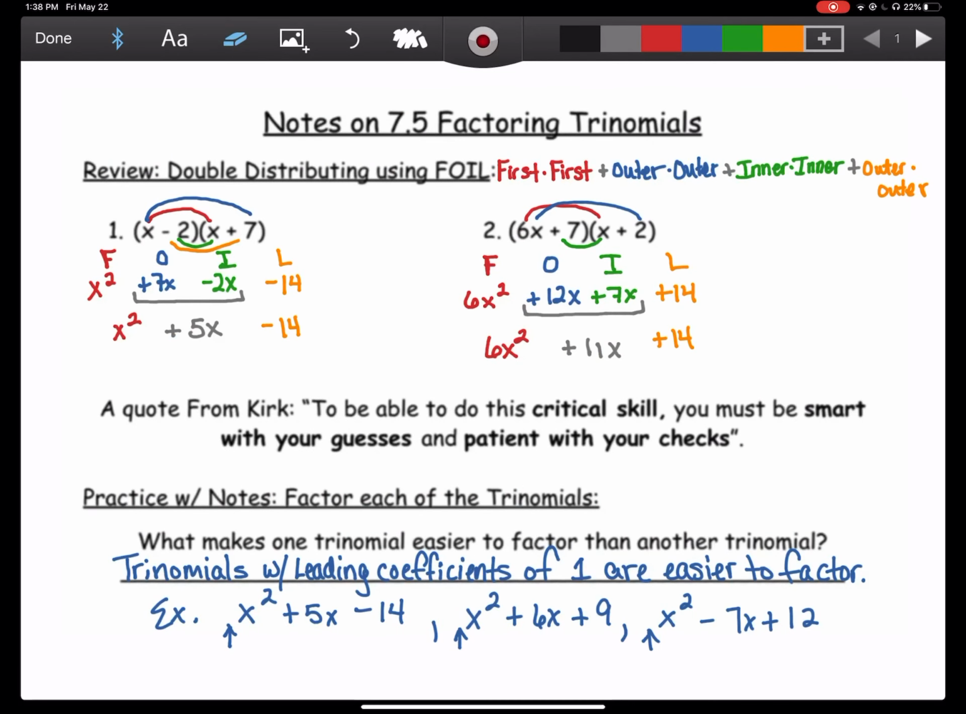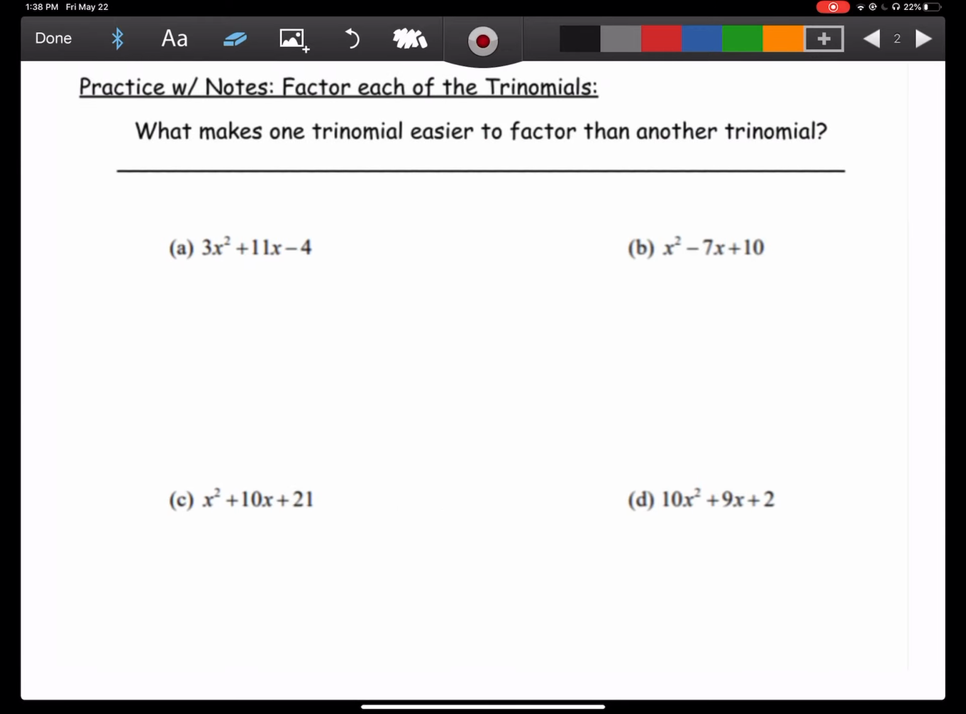Okay, so pause the video, write down what you need to write down, and we're going to move on to the next screen. All right, so practice with notes, factor each of the trinomials. We already discussed leading coefficient of 1 makes it easier, so we don't have to write that again because we've already written that down. But below that, now comes the real practice, okay?